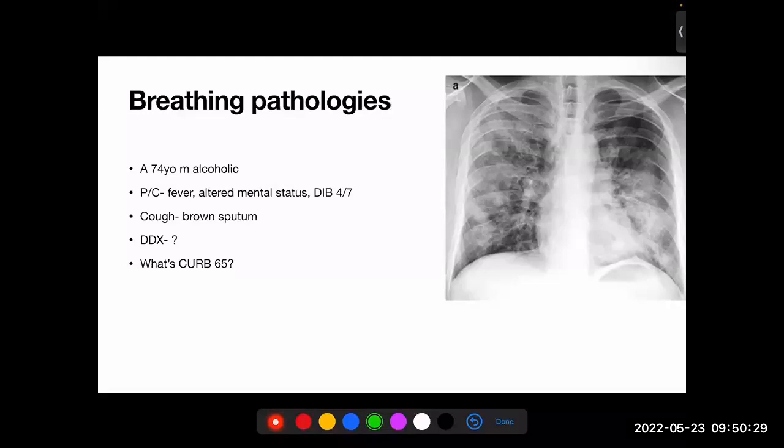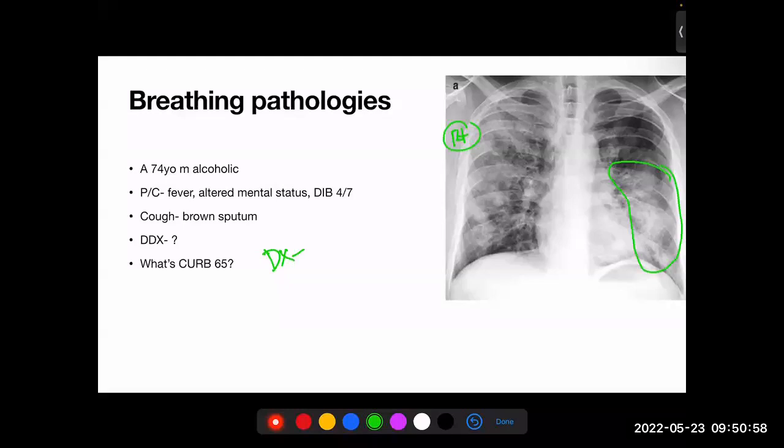Let's start with the right side. Where is opacification? I think it is generalized. It's all over the place. And here, especially around this area, there is a lot of opacification. So diagnosis?